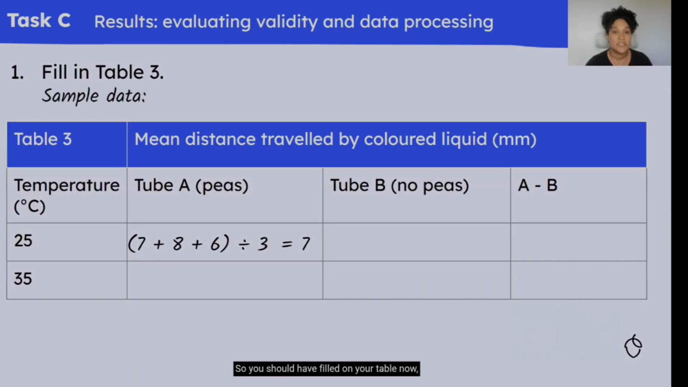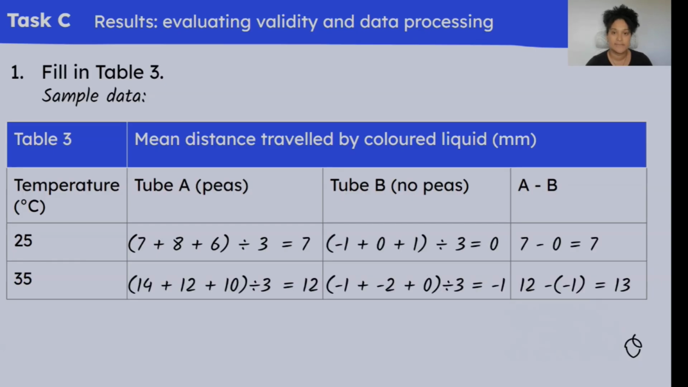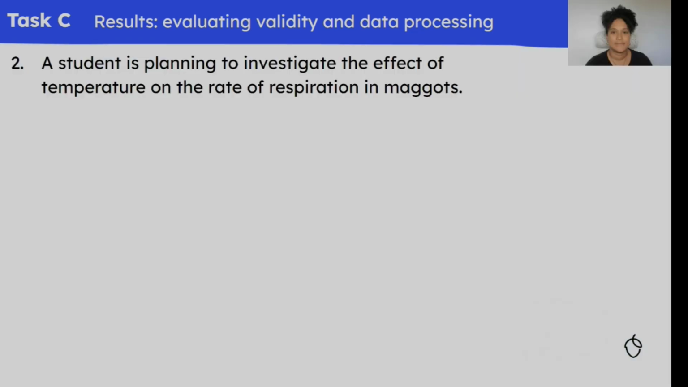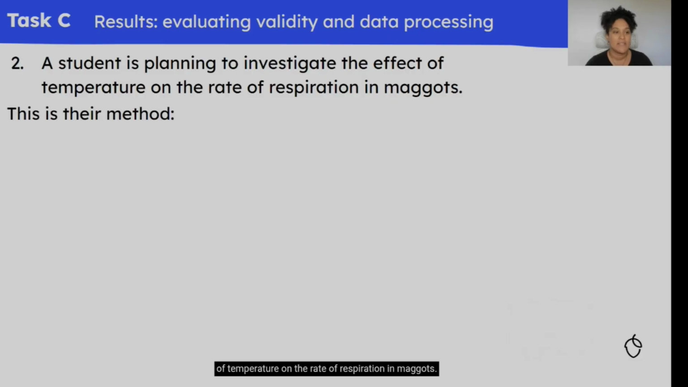So you should have filled in your table now, but if you want some sample data to compare your results to, this is the kind of thing that you should have got. Great work so far, you've done really well. This is the last question of the last practice task for the lesson. So, question number 2. A student is planning to investigate the effect of temperature on the rate of respiration in maggots. This is the method.